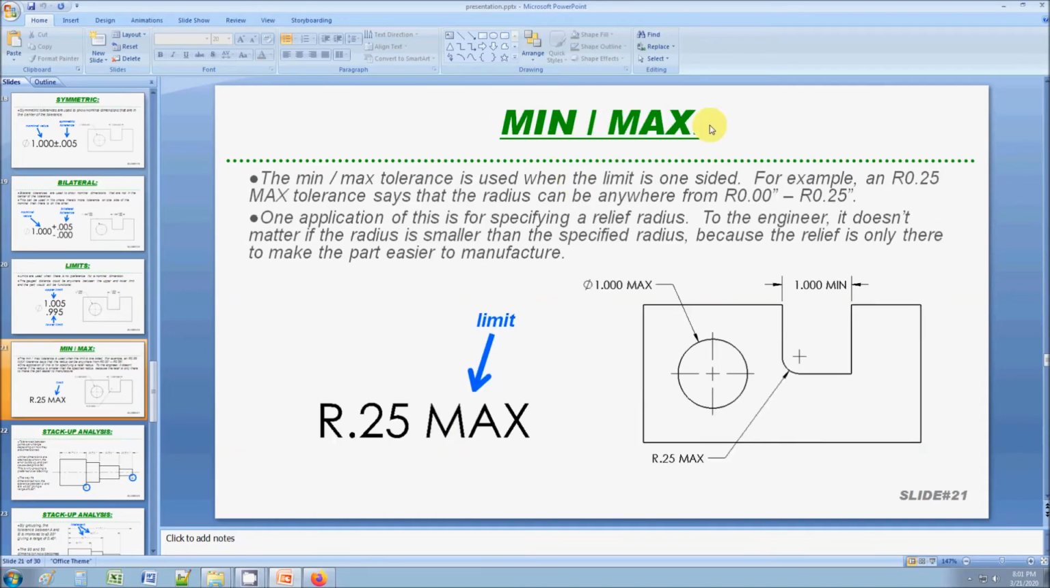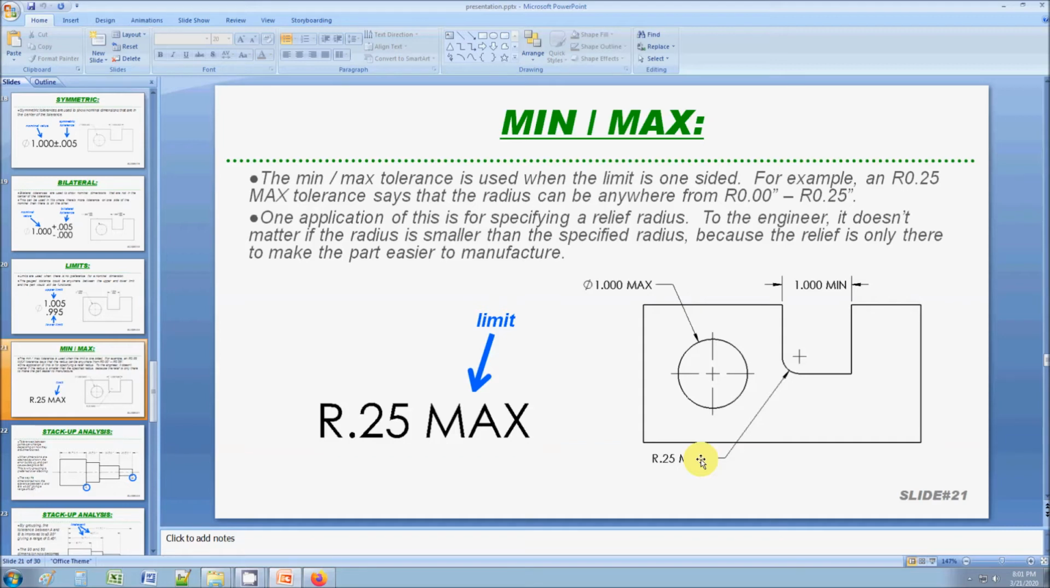The min-max tolerance is used to specify a range. So for example, a maximum tolerance means this value can be anywhere from 0 to 0.25. A minimum tolerance means that this value can be 0.25 or higher. The only time I've ever had to use that is for specifying reliefs. If you remember, it's very difficult to machine a sharp corner on a three-plane corner.